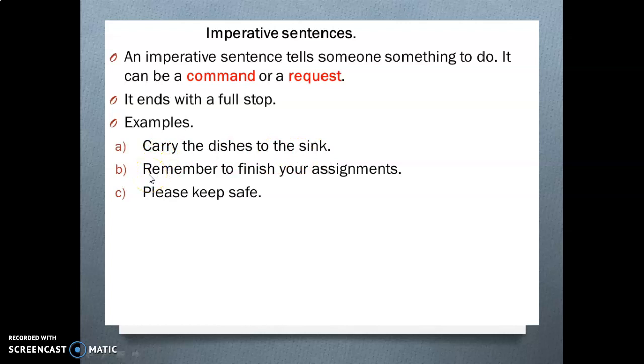B. Remember to finish your homework or assignments. The teacher is reminding you what you need to do. 3. Please keep safe. All these sentences are telling you something that you need to do. Could be a command or a request, making them imperative sentences.